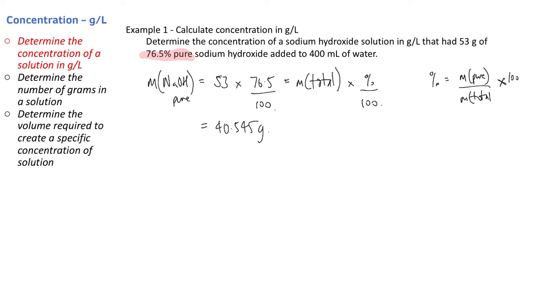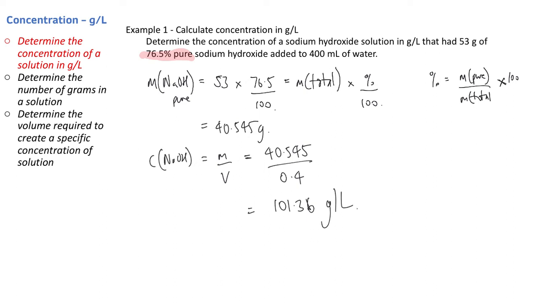40.545 grams. Once you've got the mass, you can work out the concentration. So the concentration of NaOH will be equal to mass over volume, because it's similar to n on V, but instead of n we're doing m for mass, which would be 40.545 over 0.4, because remember we need this in liters, which will be equal to 101.36 grams per liter. So nice and straightforward. How many grams in how many liters of water?